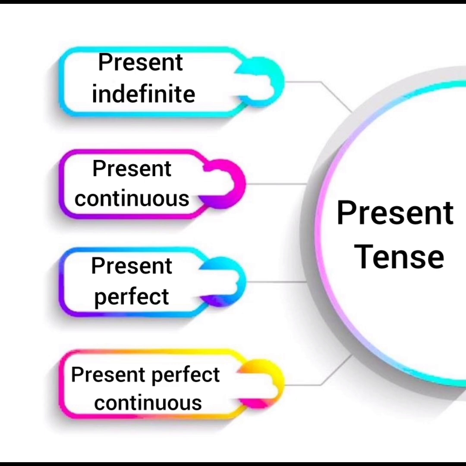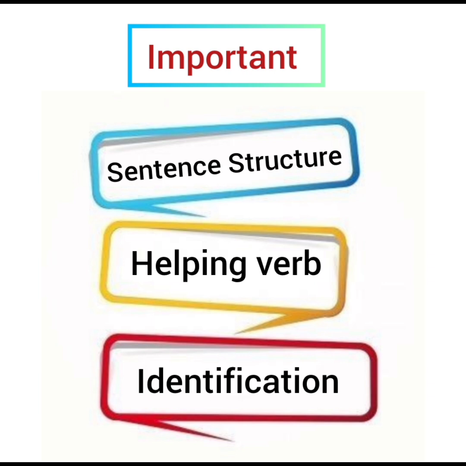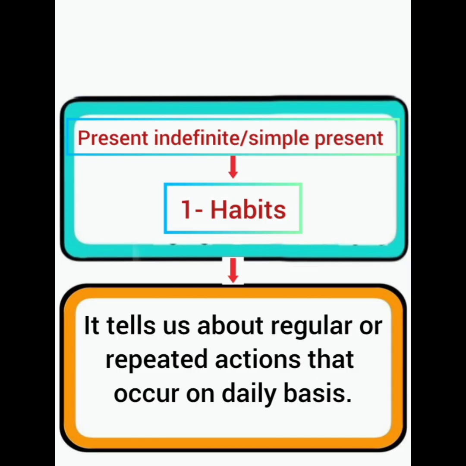The important thing that you must keep in your mind regarding tenses is the sentence structure, the helping verbs and the identification for every single aspect, and then you'll be able to understand it easily. First of all, I'll go for present indefinite tense, that is also known as simple present tense. It includes habits. It tells us about regular or repeated actions that occur on daily basis.